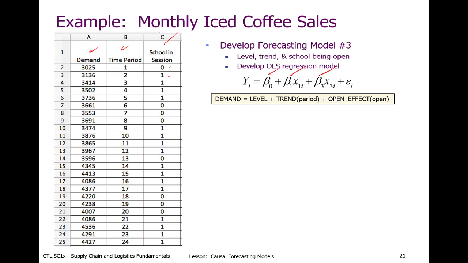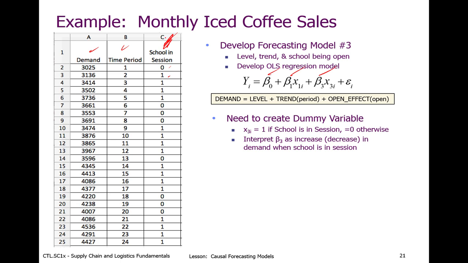So what am I going to do? I'm creating a new variable, this x3i, which is column C, and this is known as a dummy variable. And so it's saying that x3 sub i, where i is each of the observations, is equal to 1 if the school is in session and equal to 0 otherwise. So that makes sense. That's what I did in column C.